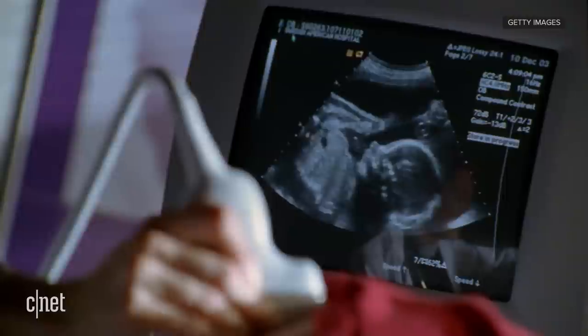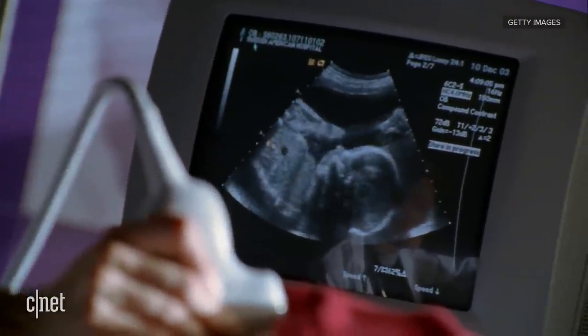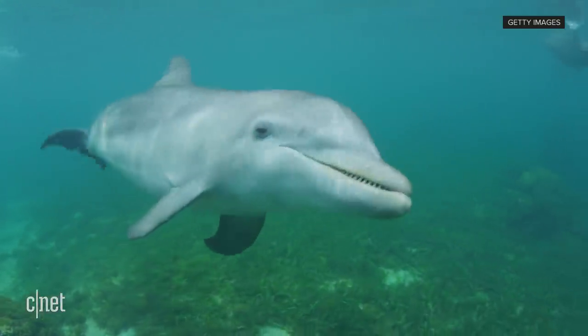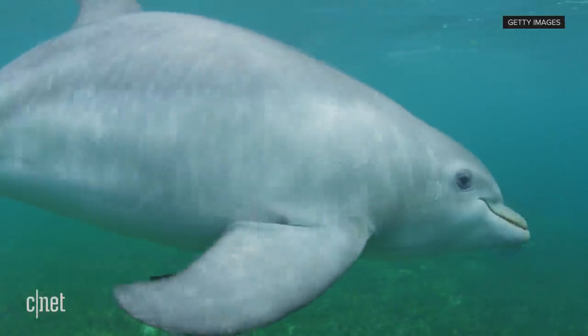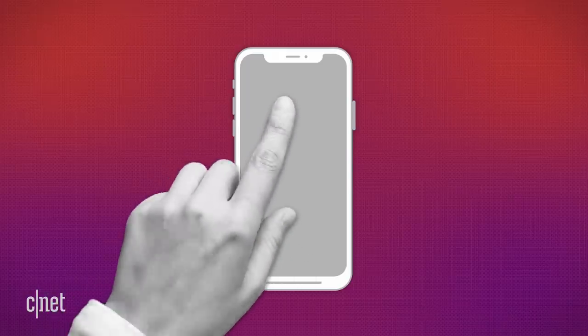An ultrasonic sensor, on the other hand, is different because it uses high-frequency sound waves to detect the details of your fingerprint. This is similar to the ultrasound technology that generates pictures of babies in utero, and it's also related to how dolphins emit sound waves to locate their prey. On the phone, it works like this.